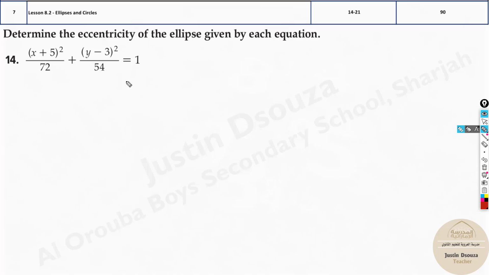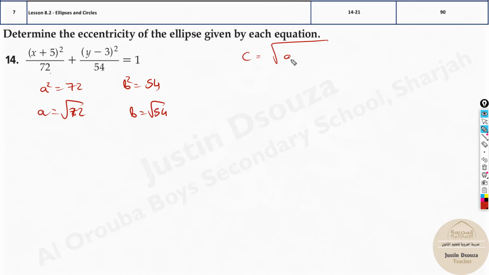Now first thing, looking over here, what is the a value? a is not 72, a square is 72. So what will be the a value? It will be root of 72. What about b square? 54. b is equal to square root 54. What about c? Square root of a square minus b square. This is another important thing. Now when you're substituting, don't substitute root 72 the whole square. You know a square value is 72, do it directly. And 54, here you go.